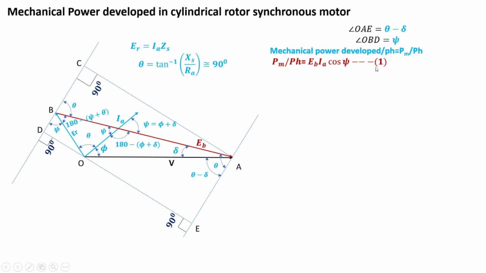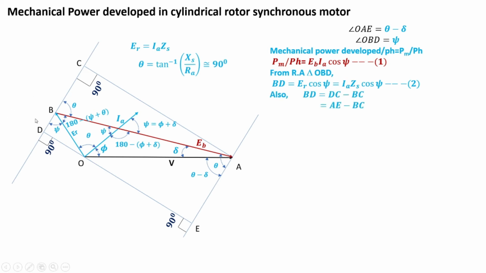The mechanical power developed per phase, which is equal to PM per phase, is equal to EB IA cos psi. Let it be equation number 1. So from right angle triangle OBD, hypotenuse is OB, which is equal to IA ZS. So BD is obtained as IA ZS cos psi. Let it be equation number 2.